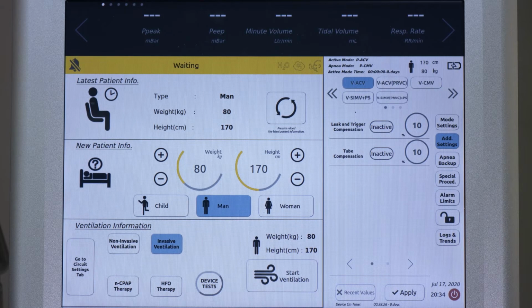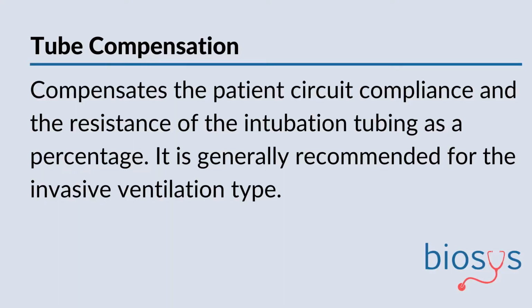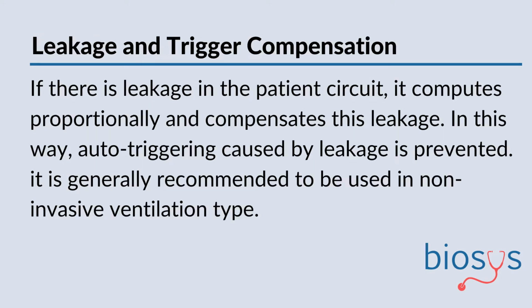You have both active and passive options for tube compensation and leak and trigger compensation. Tube compensation. Compensates the patient circuit compliance and the resistance of the intubation tubing as a percentage. It is generally recommended for the invasive ventilation cases.